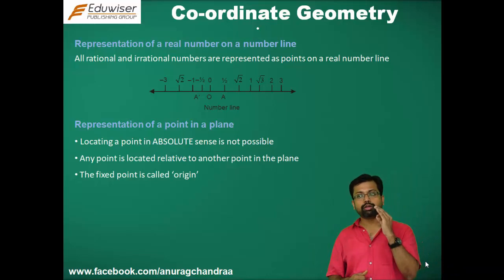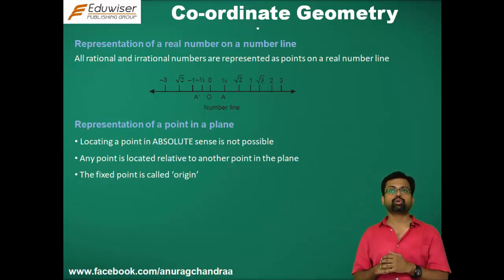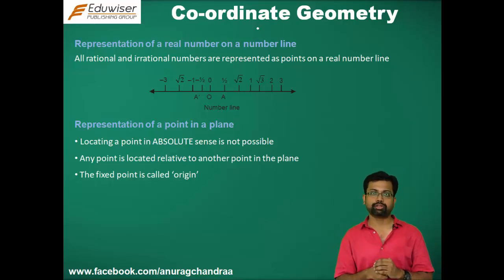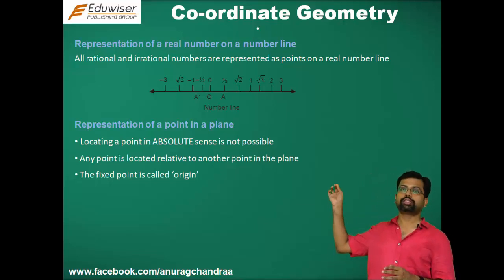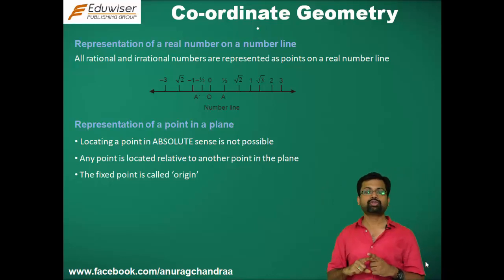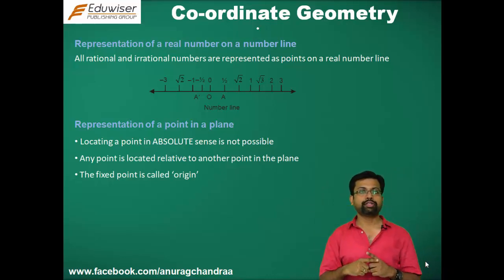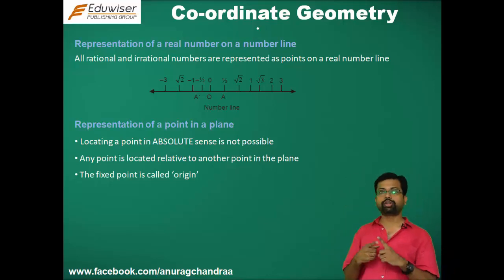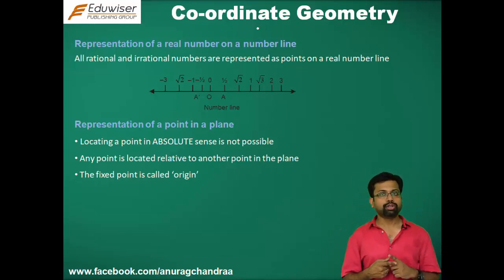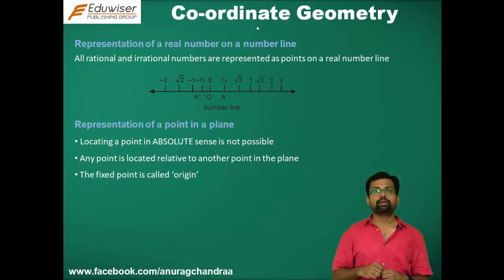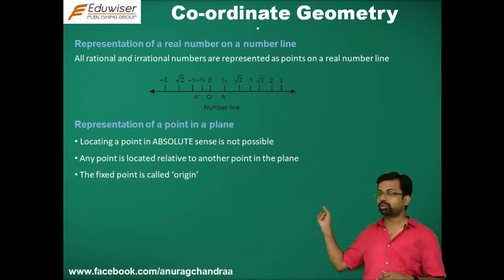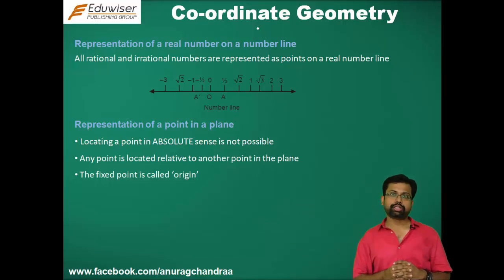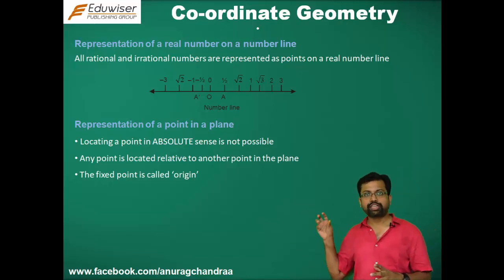You need to specify the location of a point in a plane relative to an origin and the choice of axes that you make about that origin. So for any point that you want to represent in a plane, you first have to choose a reference frame that should have two axes, the horizontal and the vertical axes, and the point of intersection, which is going to be called the origin. So the position of this point will always be relative to the origin that you have chosen. The fixed point that you have chosen is the origin.